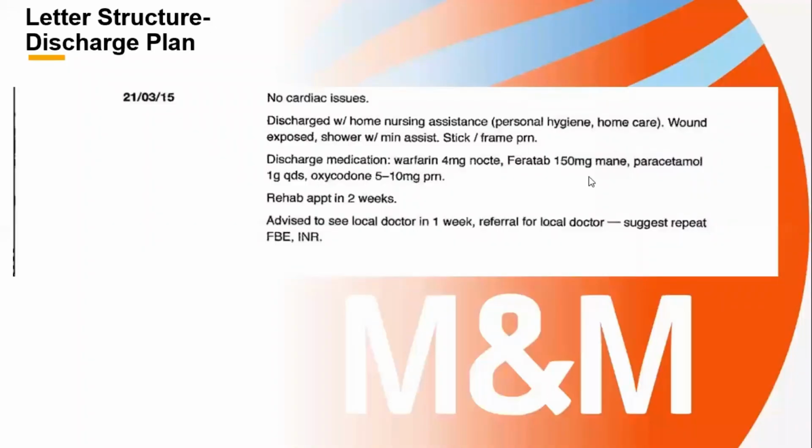We have a discharge plan. There is no cardiac issue. This is something with home nursing assistance, right? Discharge medication, morphine, and so on, to be written. We have to summarize, ma'am, but summarization does not mean to miss something important. We can see that as well, so that I can explain it to you after that.